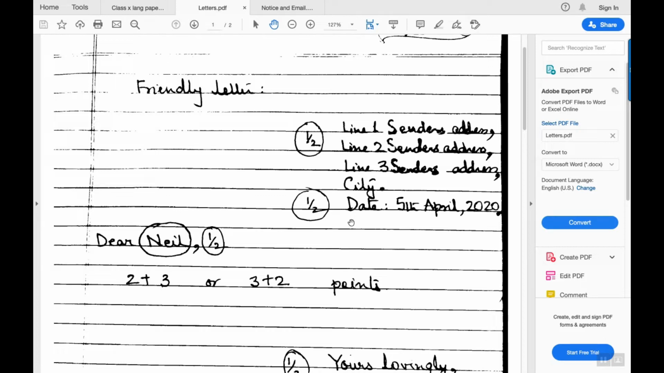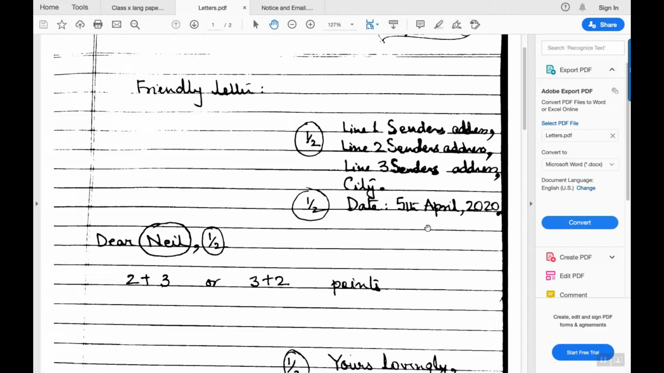Date is important in an informal letter also. It carries half marks. Many of you have not written the date. Again, it is to be written on the right side, just below the sender's address. Date 5th April, comma, again full month, September, full spelling, comma 2020, full stop. Remember, these commas and full stops are important.